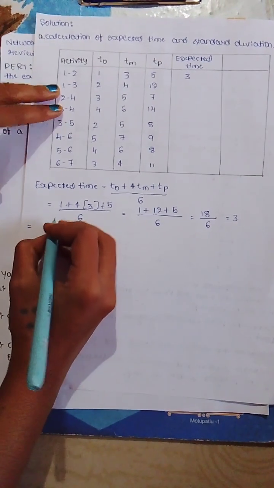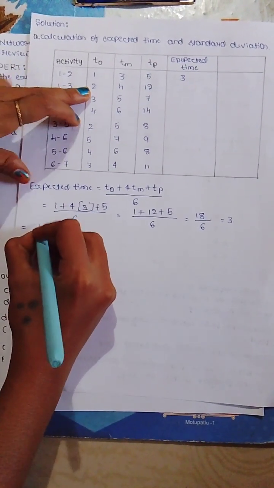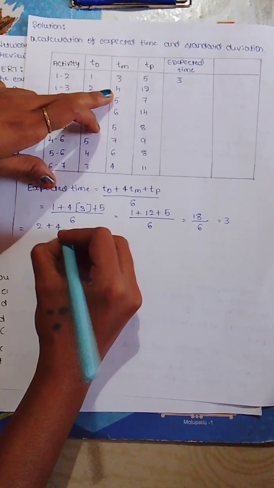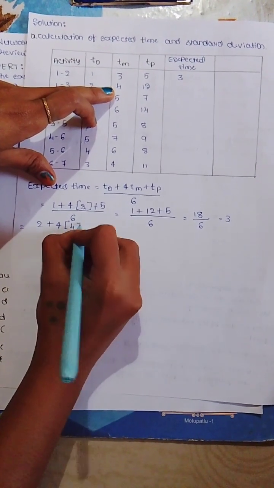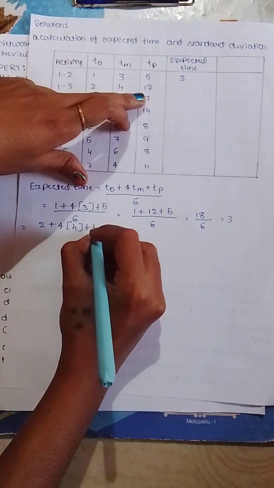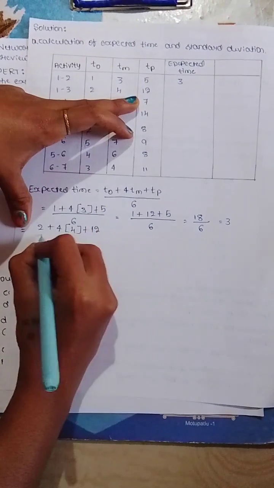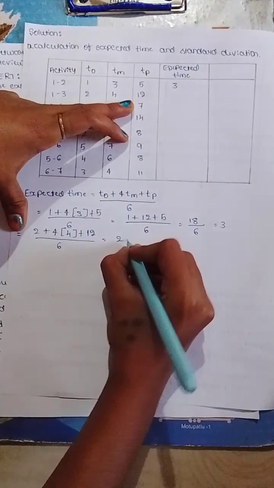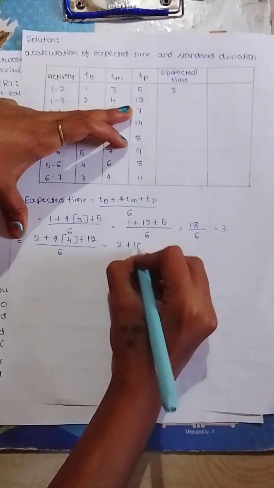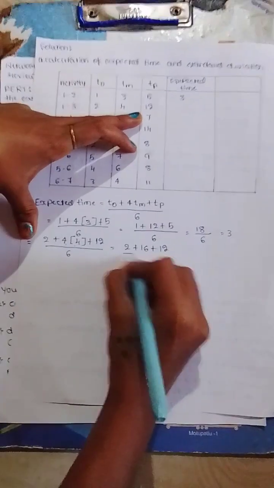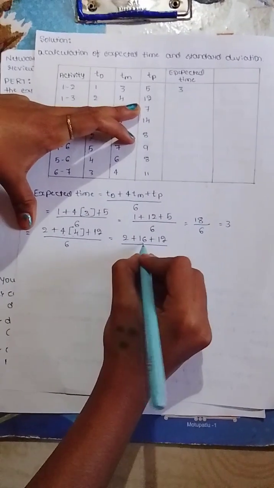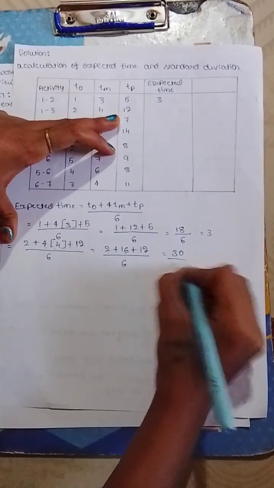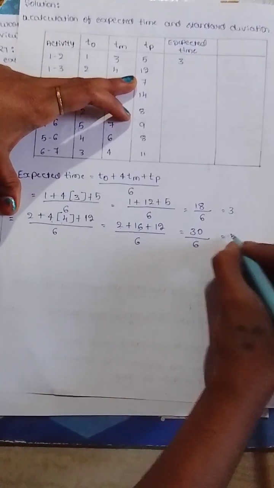For activity 1 to 3, optimistic time is 2 plus 4 into most likely time is 4 plus pessimistic time is 12, divided by 6, is equal to 2 plus 4 into 4, 16, plus 12 divided by 6. 2 plus 16 is 18. 18 plus 12 is 30. 30 divided by 6 is equal to 5.